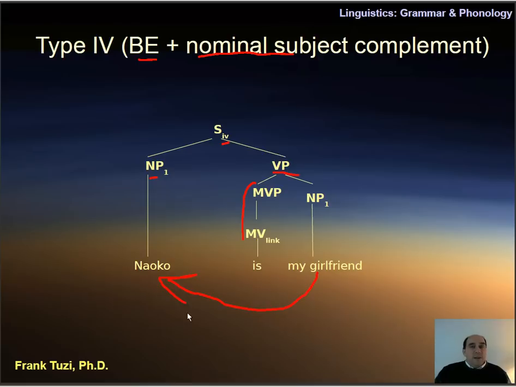Types 2, 3, and 4 are be verb types. So if the main verb is a be verb, then you know it's going to be 2, 3, or 4. Okay? Bear in mind, the main verb is a be verb, right? Maybe we have the sentence, Naoko is swimming.